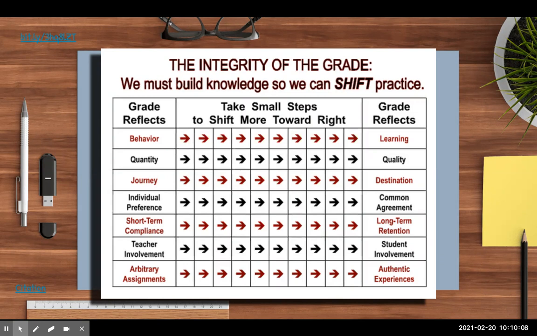The journey going through the unit, okay? We don't want kids just to go through the unit. We want them to have a destination. That destination is to have that mastery, to understand how to do that standard independently without support. Individual preference versus common agreement. Short-term compliance. I don't want them to learn this for just enough to get past the test. I want them to learn this where they can carry it on to the next grade level. They're only going to do that with a mastery level. And I'll let you read the rest of those. But that's what we're looking at, okay?